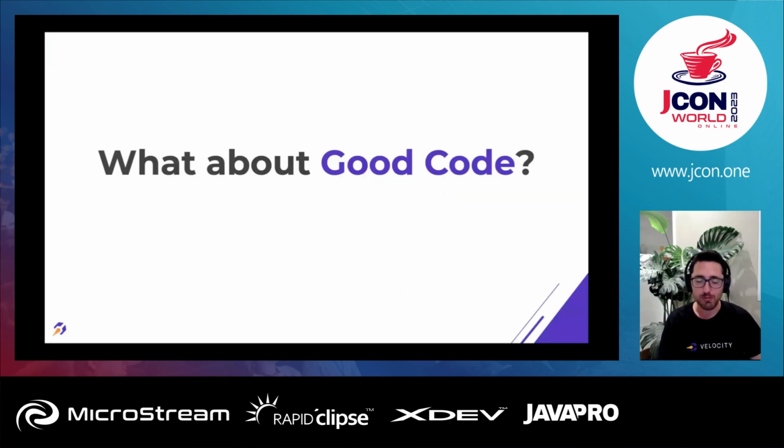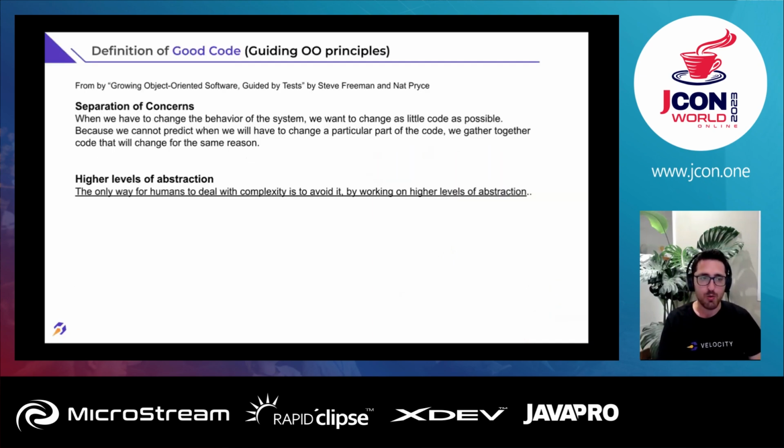So what about good code? From the book Growing Object-Oriented Software, Guided by Tests by Steve Freeman and Nat Pryce, they define good code with two points. First, the separation of concerns. Every component should have only one concern and implement it well. When we have to change the behavior of the system or start refactoring it, we want to change as little code as possible without breaking everything.